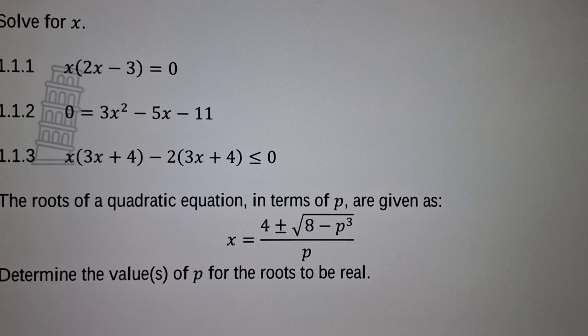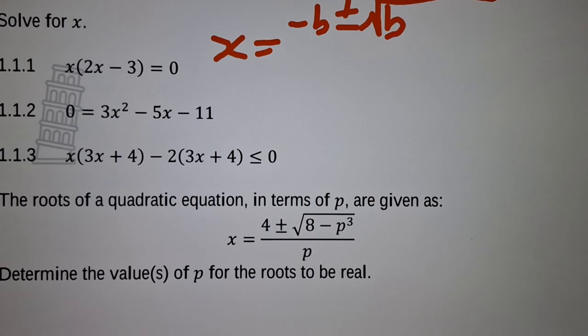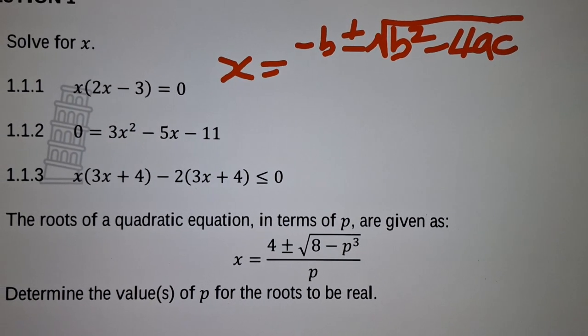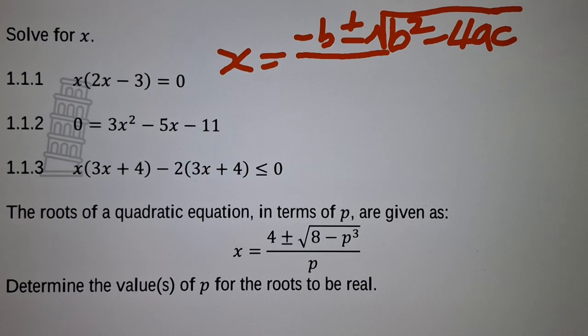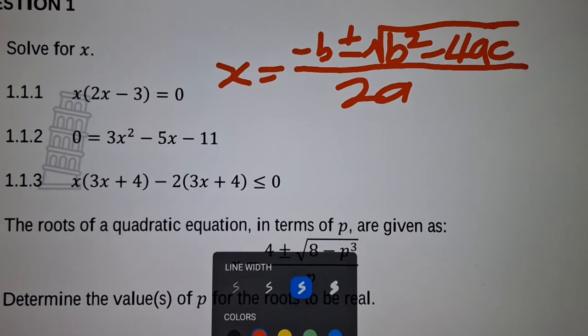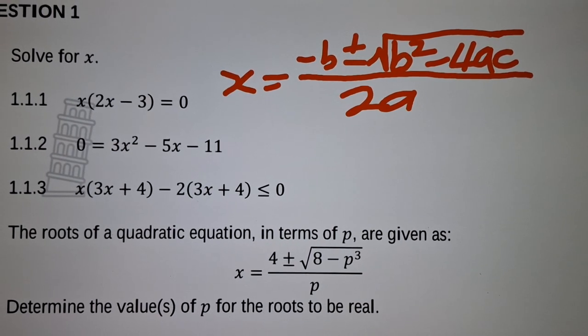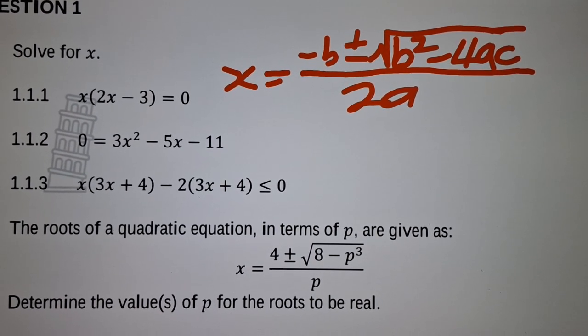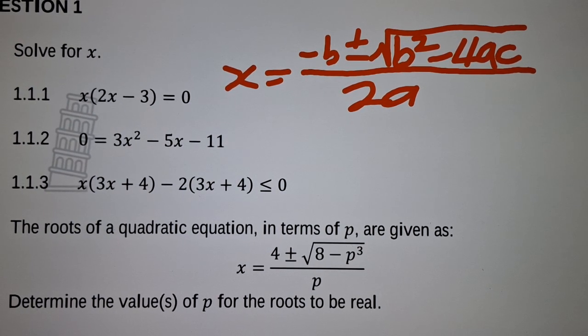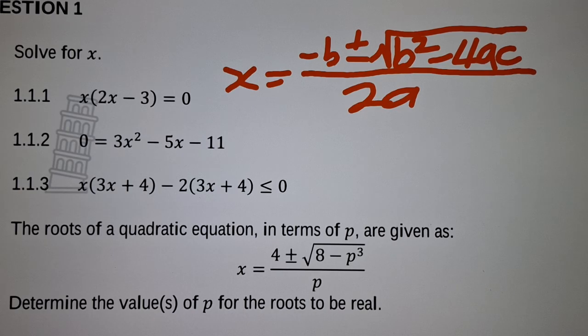Let me just start by writing down the quadratic formula. The quadratic formula is x equals negative b plus or minus the square root of b squared minus 4ac, all over 2a. So this is how the quadratic formula looks. Then we have the letters a, b and c in the quadratic formula. Each of these letters represents a number, the numbers in the trinomial.